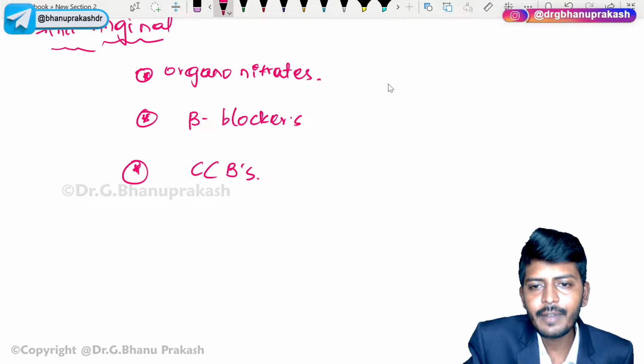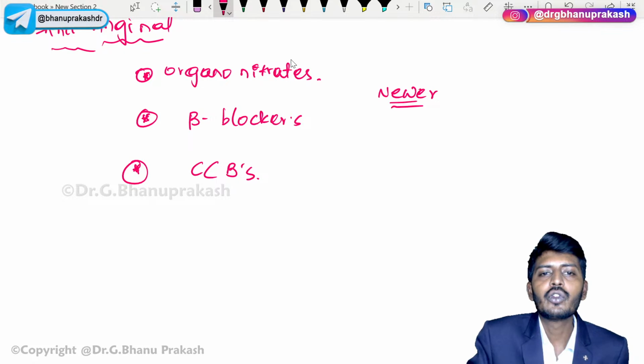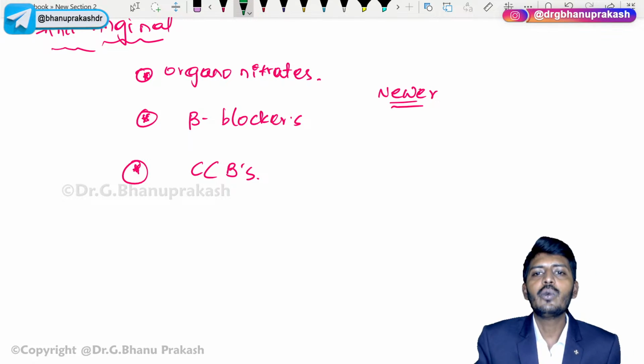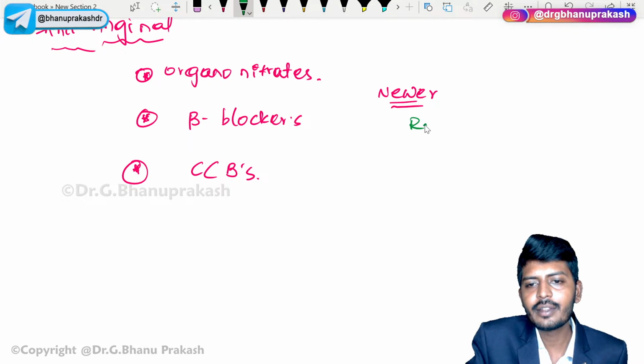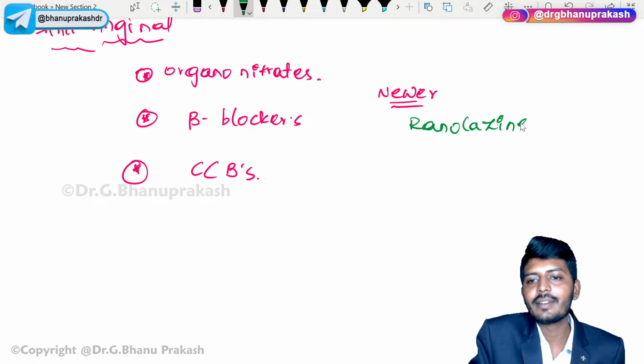Apart from that, we have other newer agents. So what are these newer agents? The newer agents are ranolazine. Then we have one more drug called trimetazidine.